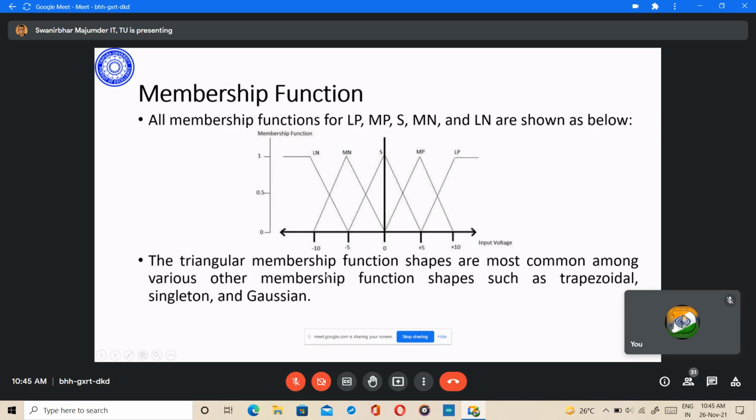So these triangular membership function shapes are the most common, but you can have function shapes like trapezoidal, singleton, Gaussian. Gaussian distribution curves are very popular nowadays, because instead of this triangular, you'll have a Gaussian distribution curve, which is a normal distribution. I think electronics guys are more aware, and even statistics guys are more aware of this particular Gaussian distribution.